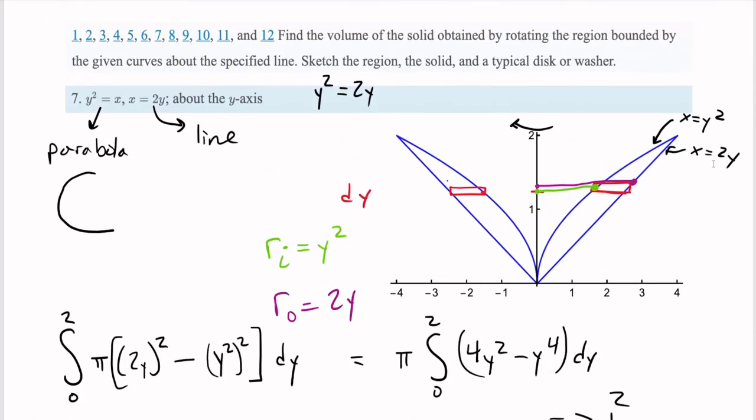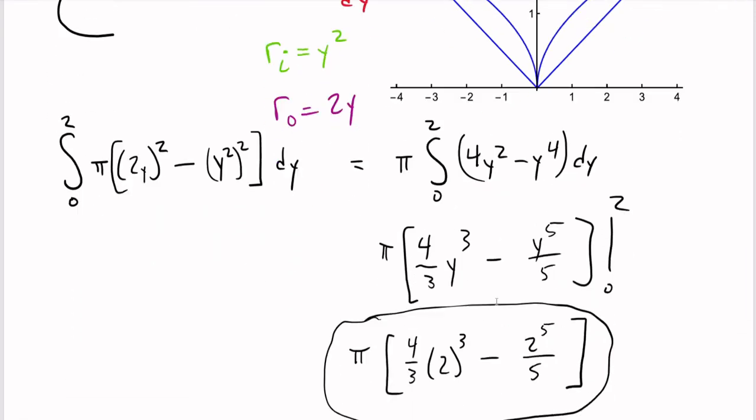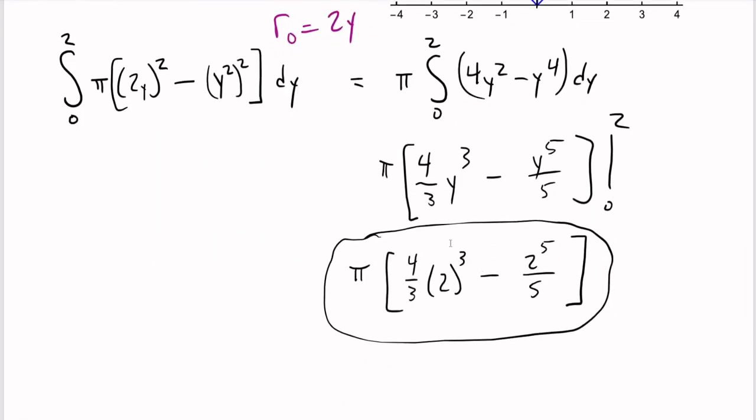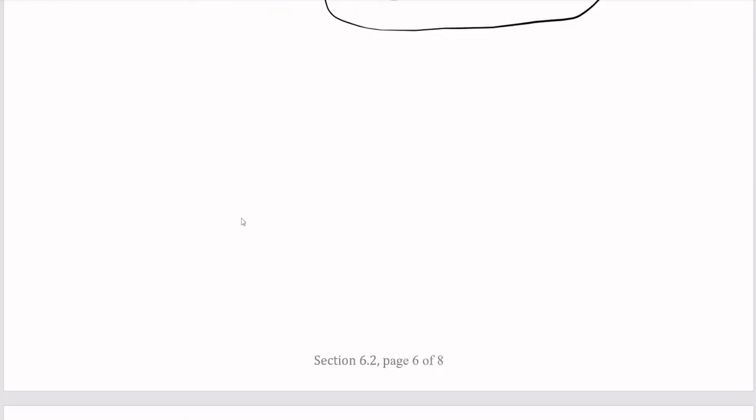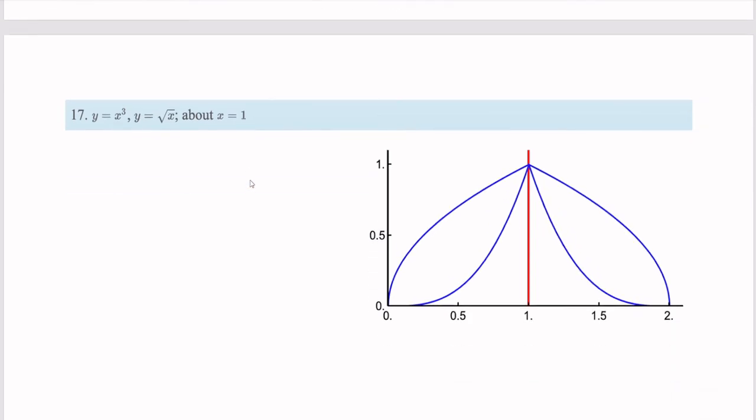Draw your picture. Look at where the washer is. Figure out what variable you need. Find the inner and outer radii. Plug into the formula. Do your integral. Boom.